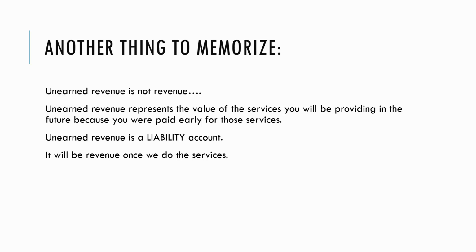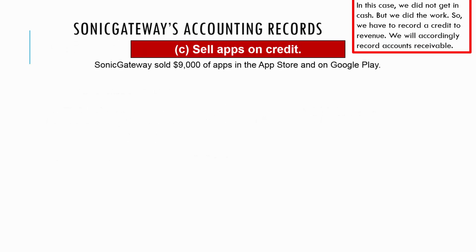So let us memorize that revenues tend to be credits, and expenses tend to be debits, and unearned revenue is not revenue, but it is a liability, and it becomes revenue when the services are provided or the goods are provided.